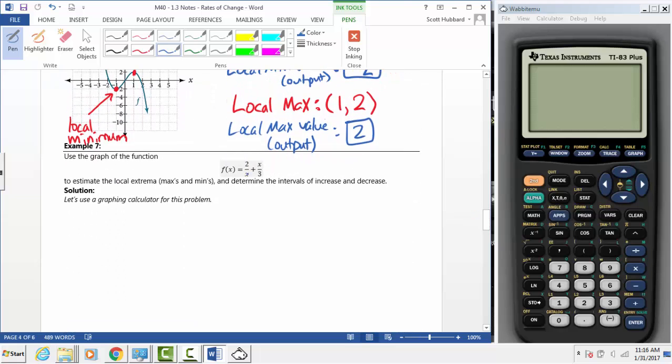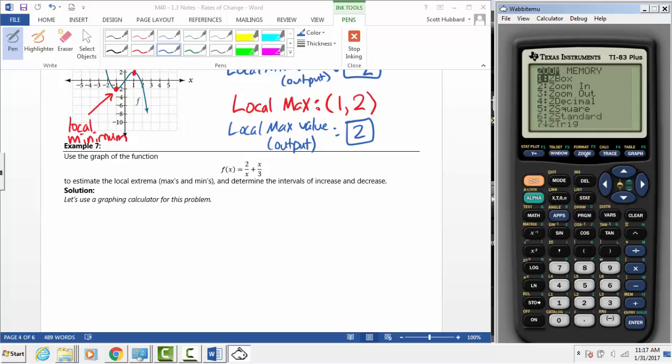So now that's when the graph was given to us. So I drew the graph for you. Let's go ahead and graph a function, and we'll learn how to find the max and the min. And you can always do it on a calculator. It's really nice. So let me show you how. You do 2 over x plus x divided by 3. Okay, that's my graph. And then I'm going to make sure it's in normal zoom, so I'm going to hit zoom standard.